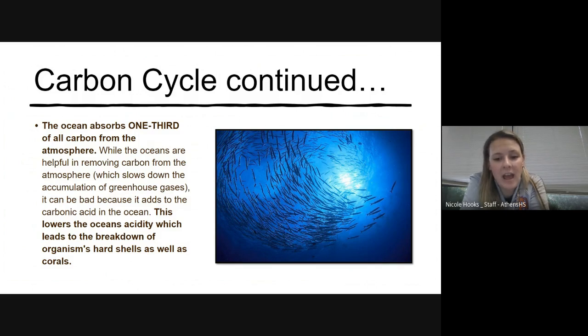And if they don't have calcium carbonate, they can't make their shells. And carbonic acid actually breaks that down, and that's what happens when CO2 and water react together. So that is a serious issue on top of the warming of the planet and the seas.